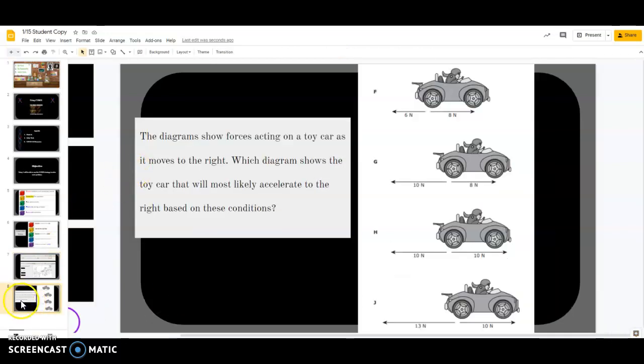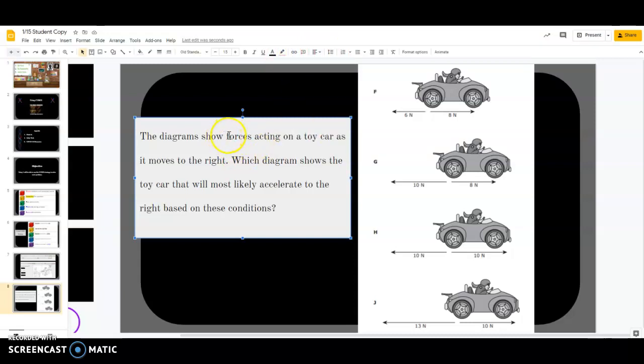Next up, I have another problem, and you're going to drag and drop these squares for this activity. Read the question first. The diagrams show forces acting on a toy car as it moves to the right. Which diagram shows the toy car that will most likely accelerate to the right based on these conditions? All right, so first I have to go in with C and highlight any key words, vocabulary, or numbers.